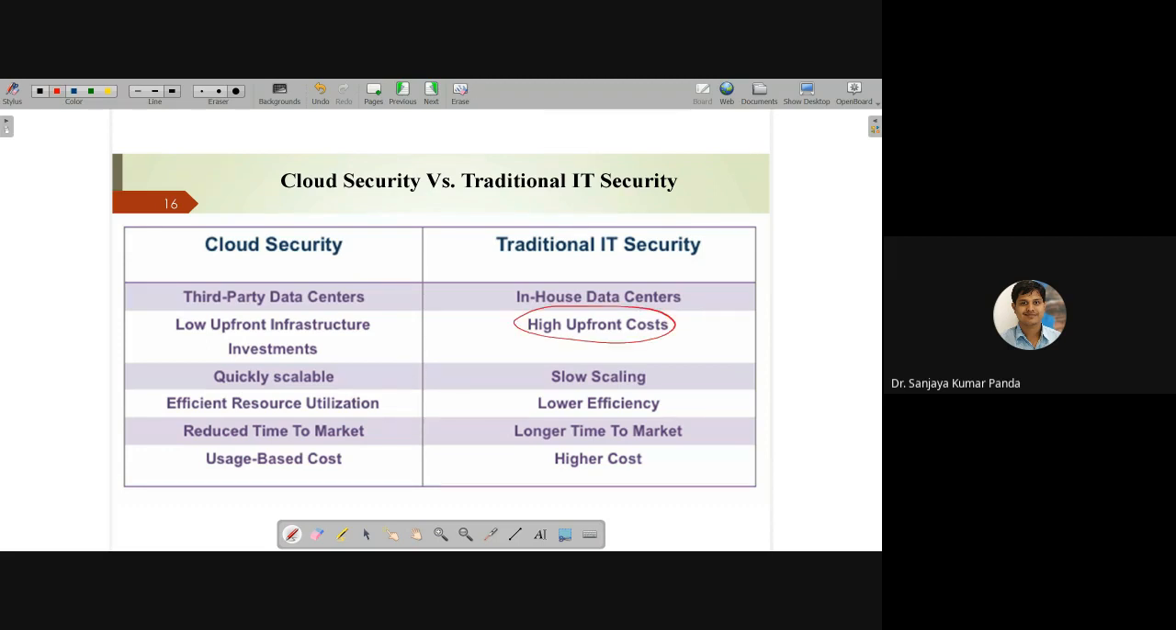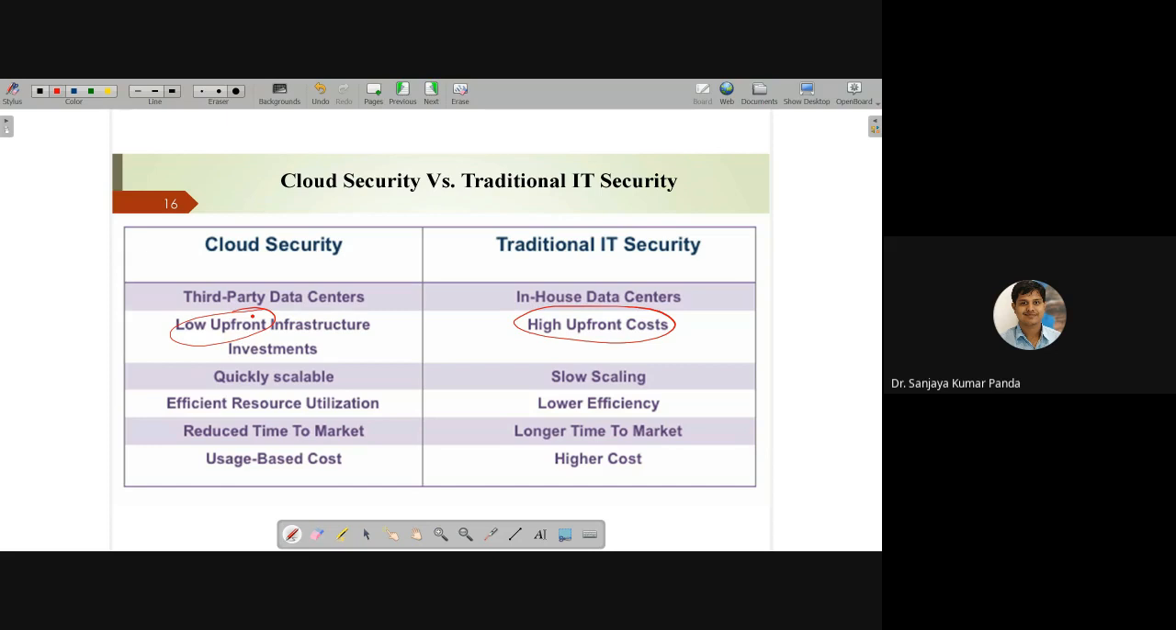resulting in high upfront cost, right? Like you need antivirus, you need firewall, you need intrusion detection systems. Anything you have to pay on your own because you are maintaining your own infrastructure. So it is high upfront cost. But if the cloud provider is managing, then obviously it is low upfront infrastructure investment. But scaling wise, traditional IT security is very slow.